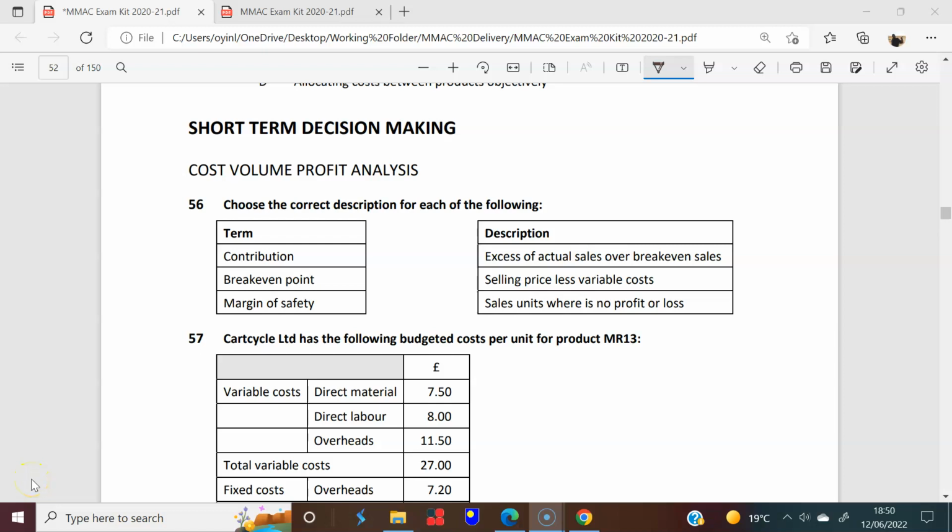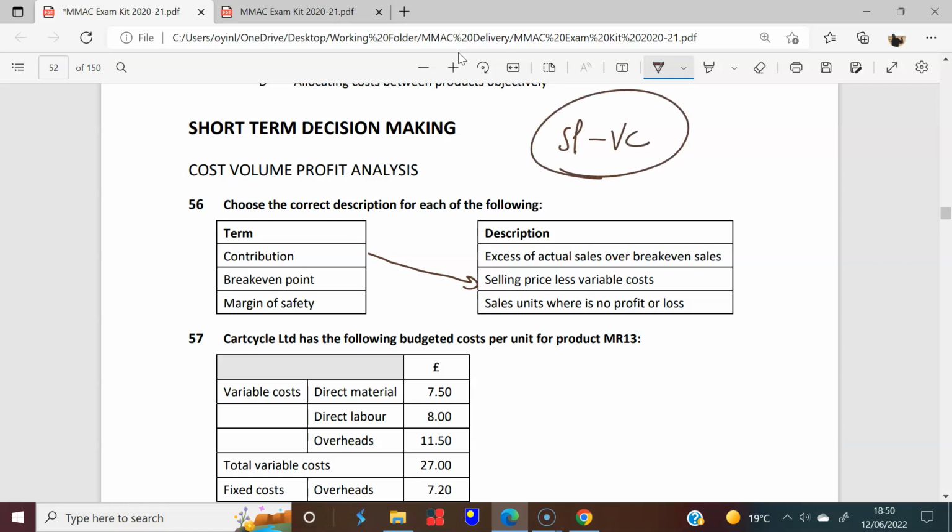Right. So, cost, volume, profit decision, short-term decision making, contribution. I'm sure you're happy with that. It is very much a case of selling price minus the variable cost. Our focus is very much on just what's going on before we start talking about fixed costs. And so, the break-even point.